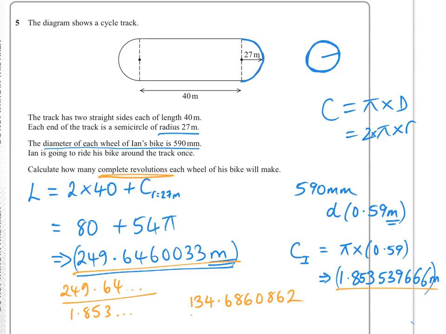So 135, you'd be tempted, but actually Ian wouldn't have done that if he'd gone round the track. He would have only done 134 complete revolutions, complete revs. Okay, so 134 would be my answer.